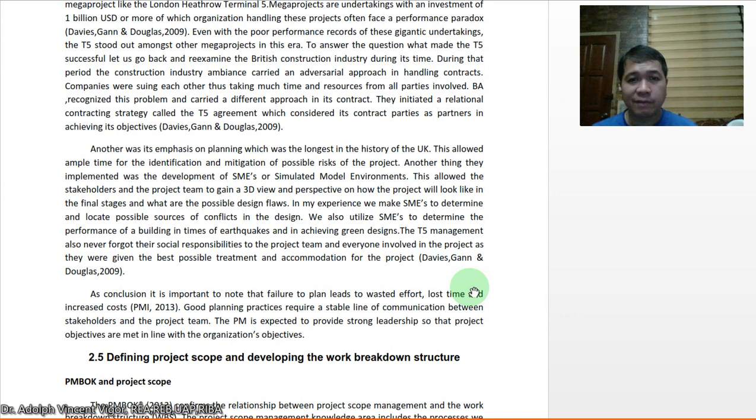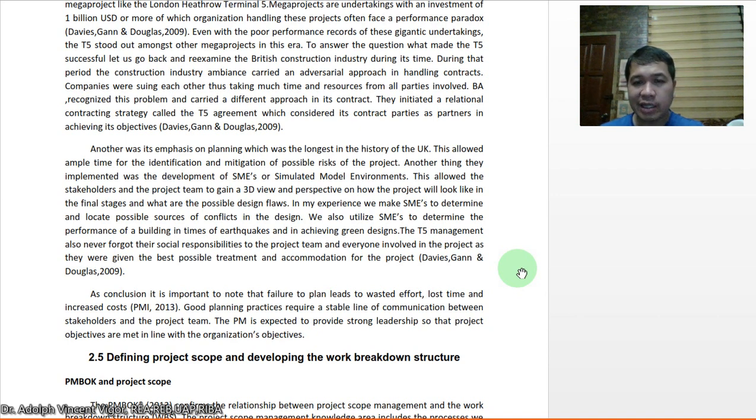So another way was to emphasize on planning, which was the longest in the record of the UK. This allowed ample time for the identification and mitigation of possible risks of the project. Another thing they implemented was the development of SMEs or simulated model environments. This allowed the stakeholders in project team to gain a 3D view and perspective on how the project will look like in the final stages and what are the possible design flaws.